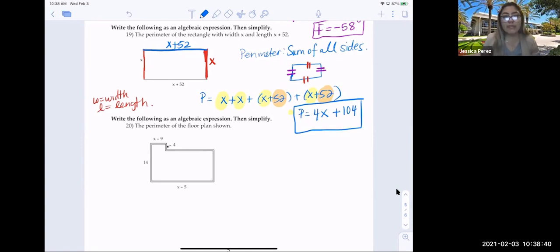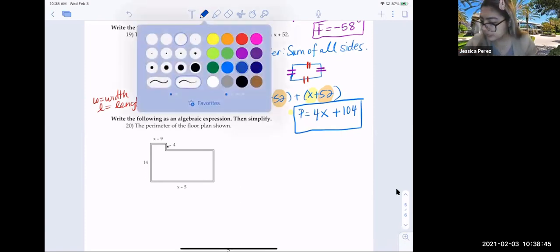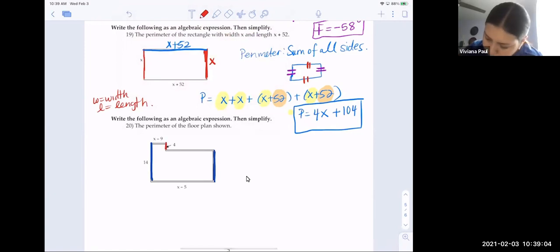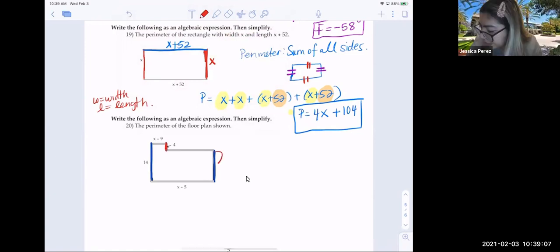So how would we find this side? What would this side be? This side is not 14. Why not? Because this big piece is 14, but we have to subtract something. We have to subtract a piece. Thank you, Angela. You have to subtract this piece. So this side is 14 minus 4. Because you don't have that long length, you have to subtract it. And this side gives you 10. Okay.